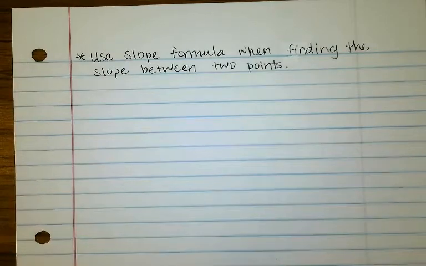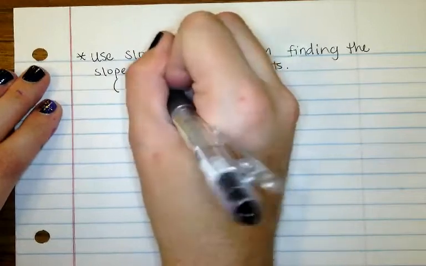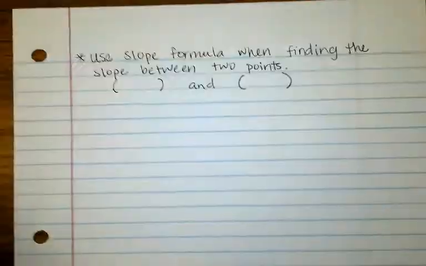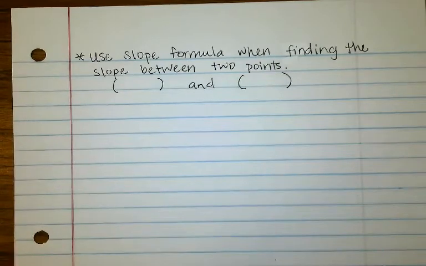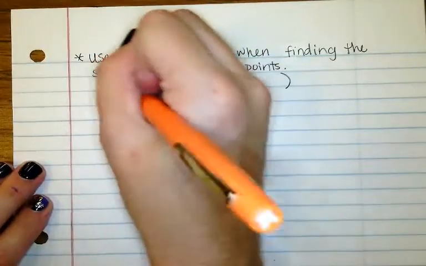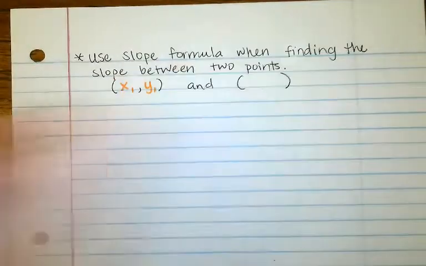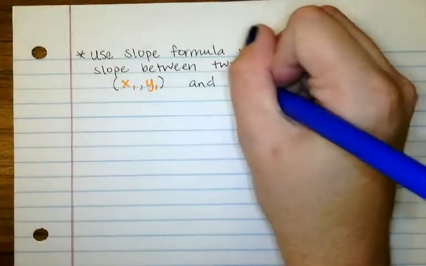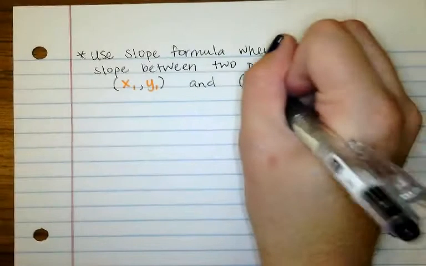So guys, I'm going to list 2 points. Now, guys, this should be sort of familiar to you guys, okay? This should not be anything that's brand new here. If I have x1 and y1, that's x sub 1 and y sub 1 as a point, and then over here, if I have x2 and y2 as a point, my slope formula is m.